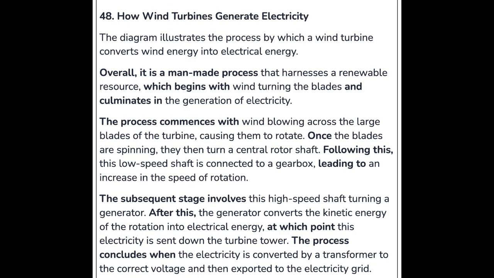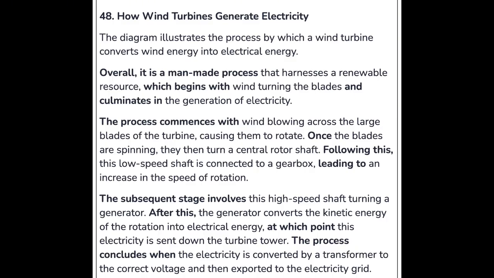48. How wind turbines generate electricity. The diagram illustrates the process by which a wind turbine converts wind energy into electrical energy. Overall, it is a man-made process that harnesses a renewable resource, which begins with wind turning the blades and culminates in the generation of electricity.